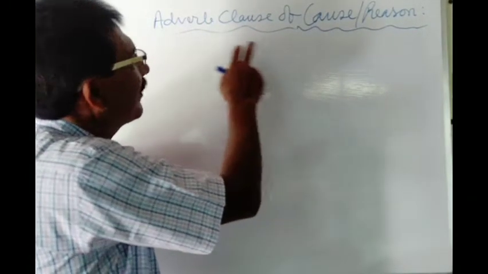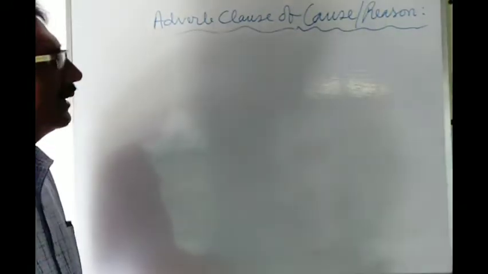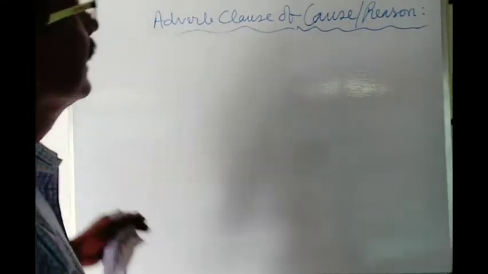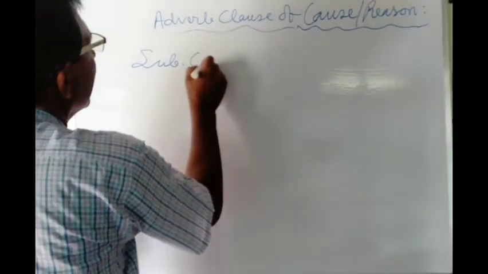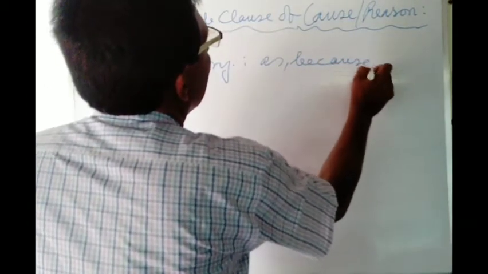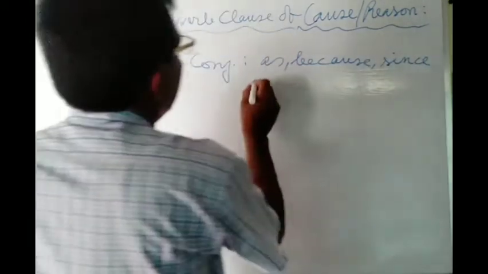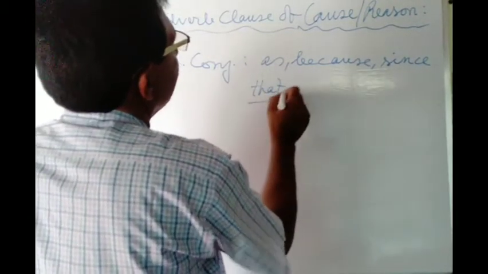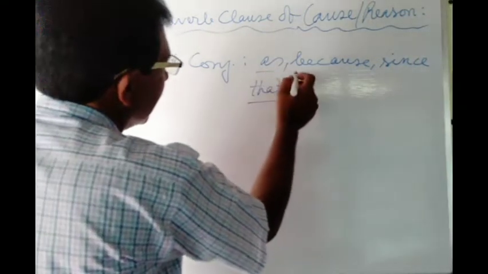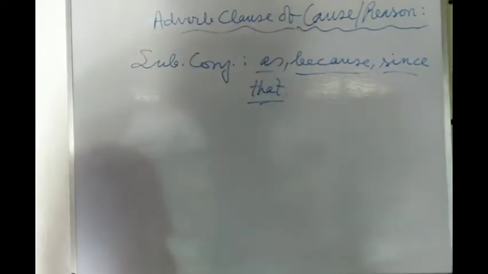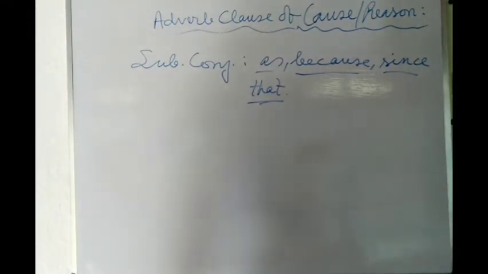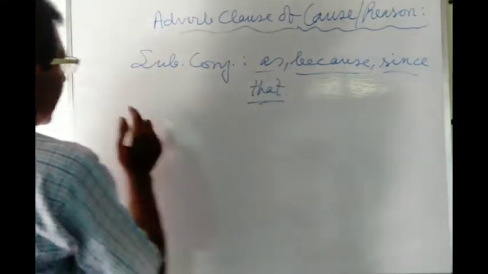My topic for discussion is adverb clause of cause or reason. See how adverb clause of cause or reason is introduced with the subordinating conjunctions such as because, as, since, that, etc. When the subordinating clause is introduced with such type of subordinating conjunction, such as because, as, since, that, then you may use the adverb clause of cause or reason. Now see the examples.